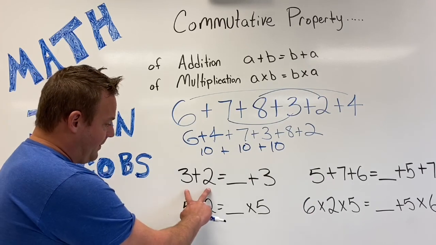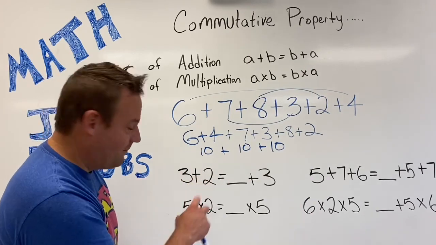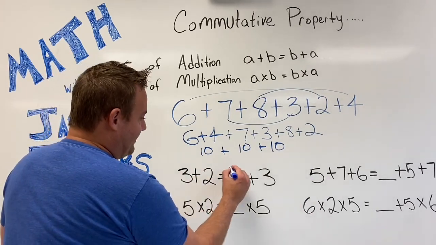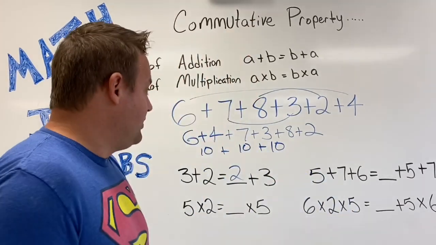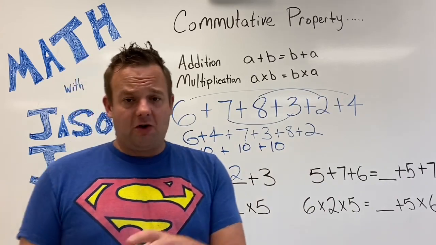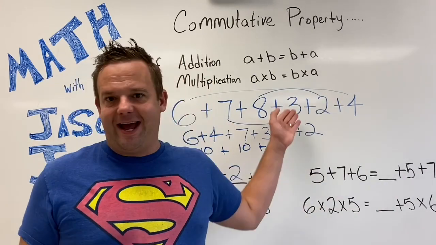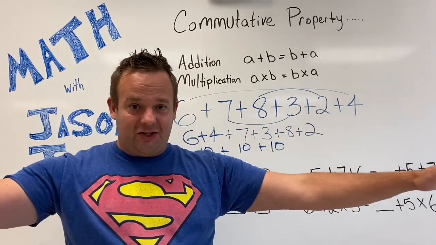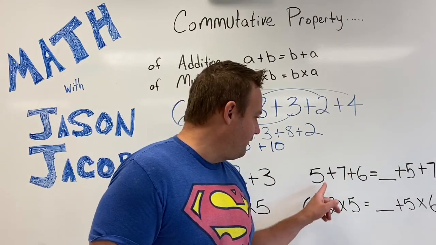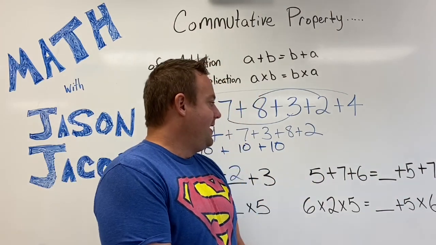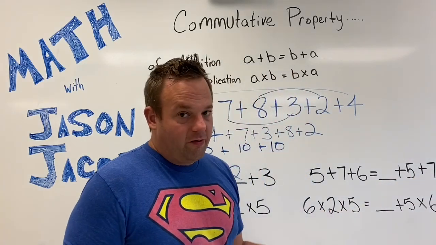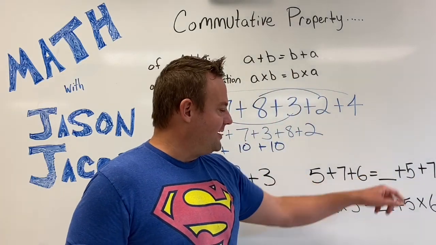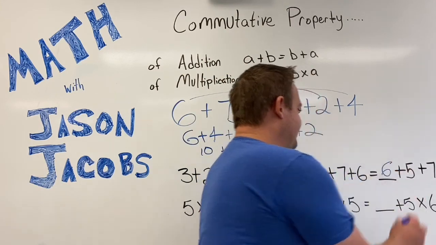But the commutative property means you can like switch them, swap them. So 3 plus 2 is the same as 2 plus 3. And these are the type of problems that you'll see. So why don't you guys try this one now? You can also do it with 3 addends or 6 addends, as long as it's all addition in this case. So 5 plus 7 plus 6 is the same as blank plus 5 plus 7. Well, which one were we missing here, guys? That's right, we were missing the 6. So the 6 goes here.